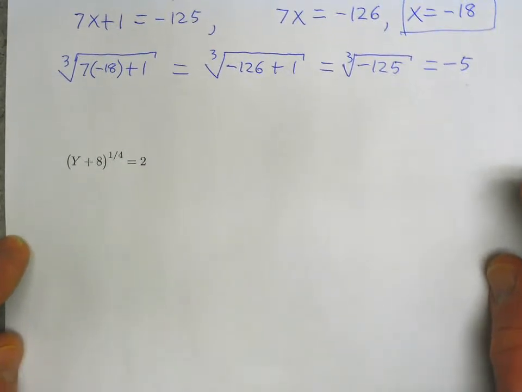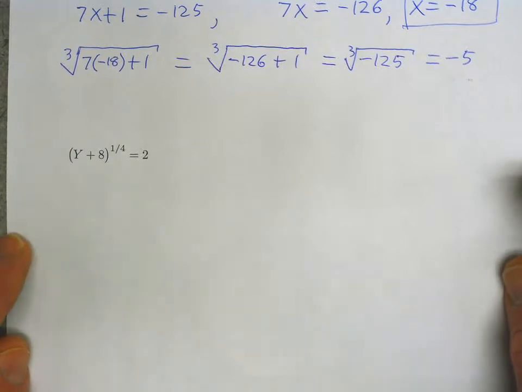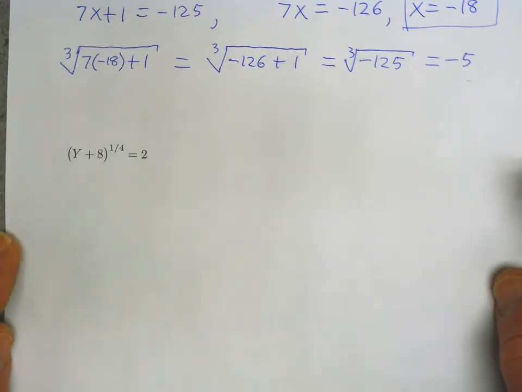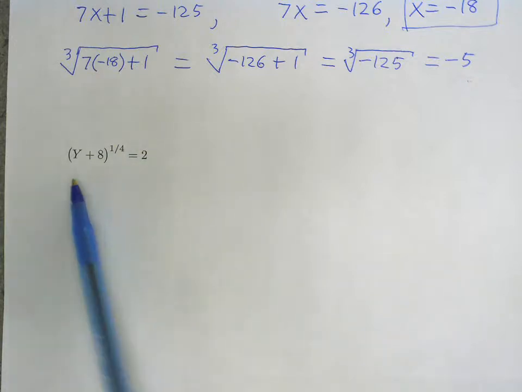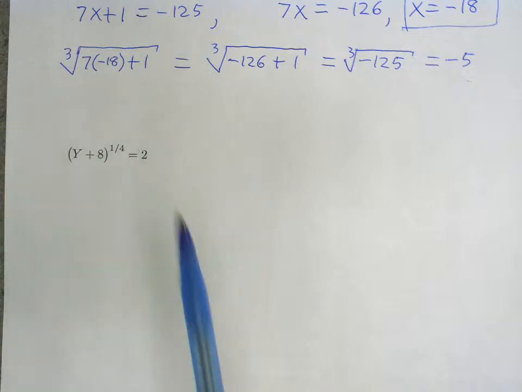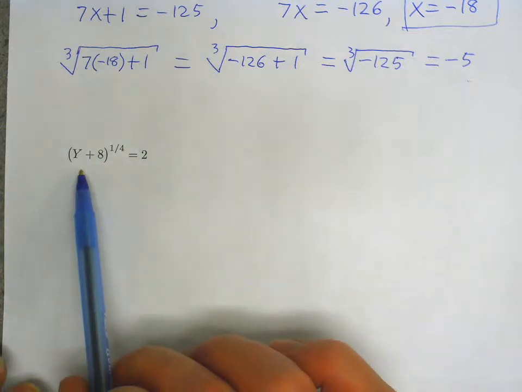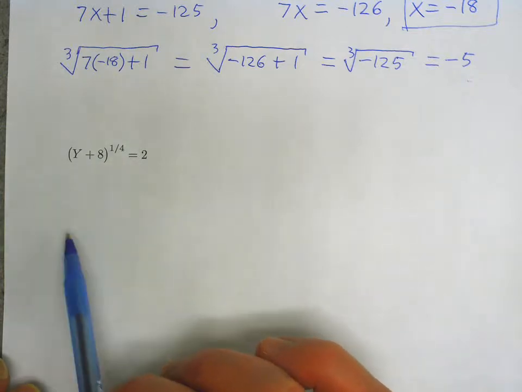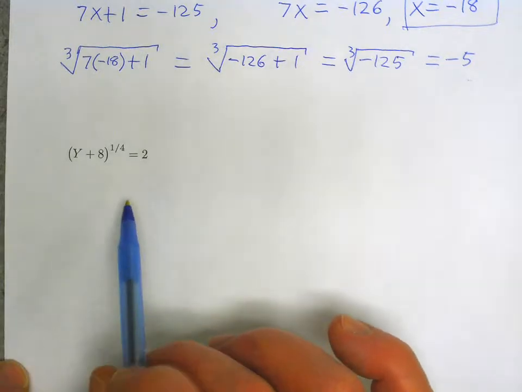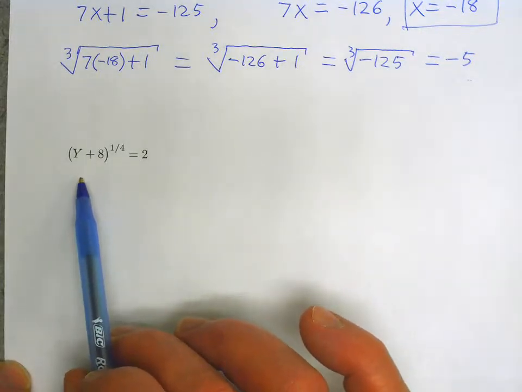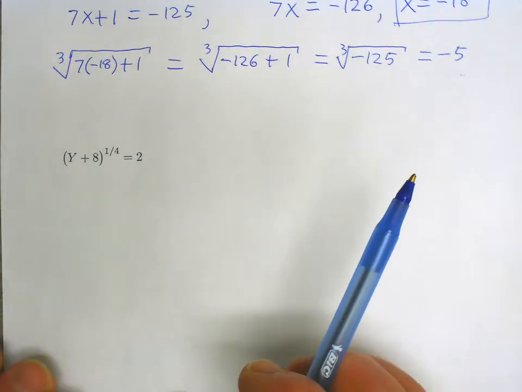Okay, the next example. This time we're not using a radical, we're using the rational exponent notation. And so (y + 8) to the 1/4 equals 2. This is equivalent to having the fourth root of y + 8 equals 2. You can convert it to radical form if you want, but it's not required.